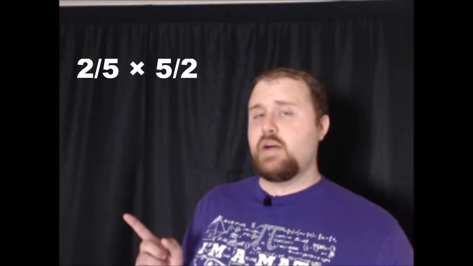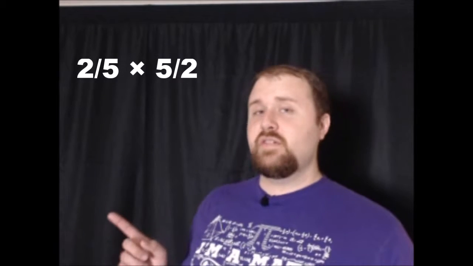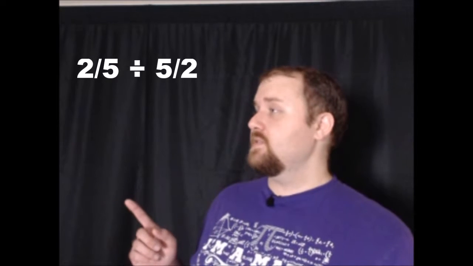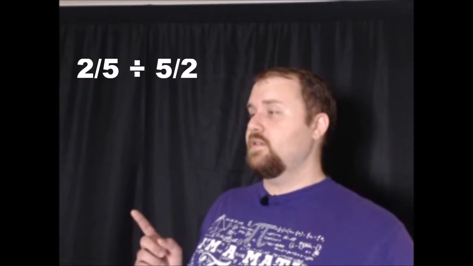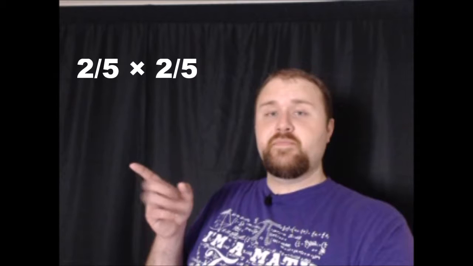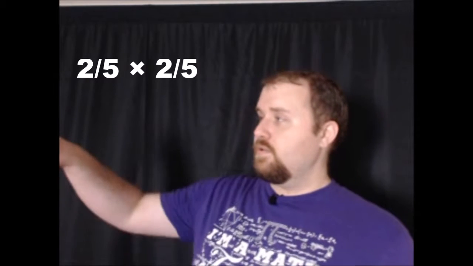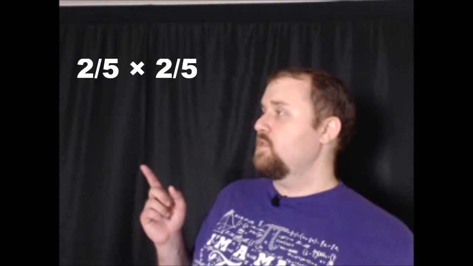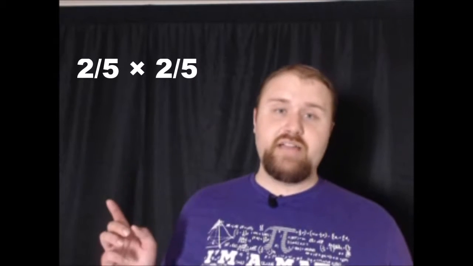What about dividing fractions? Well, here's how it works. Dividing by a number is like multiplying by the reciprocal of that number. So let's take something like our previous problem, except this time it's 2/5 divided by 5/2. Now, in this case, all we have to do is take the reciprocal of our second number, which would be just 2/5. Then our division becomes multiplication. So now we have 2/5 times 2/5.